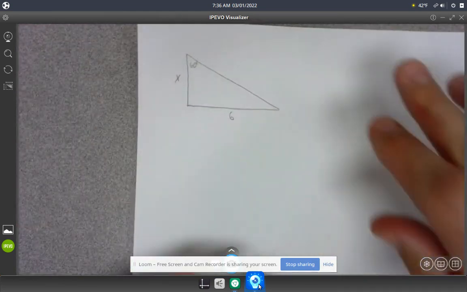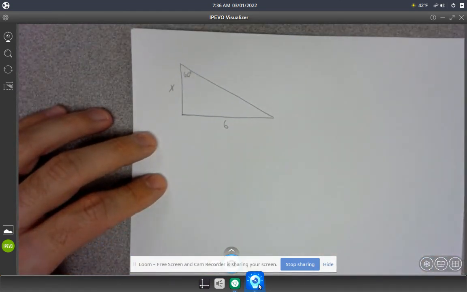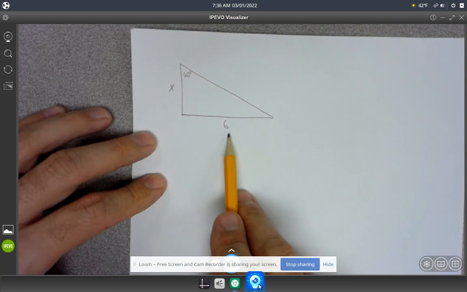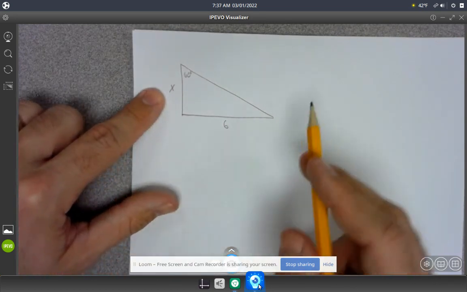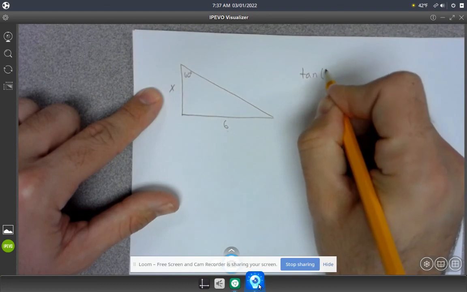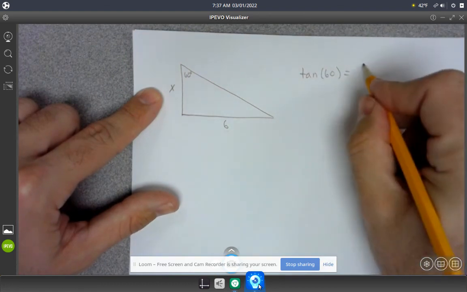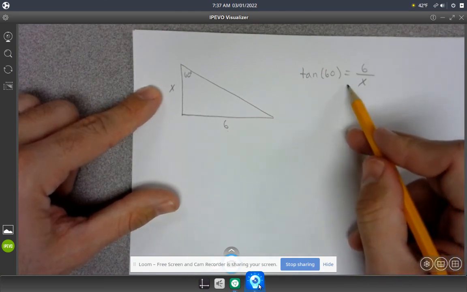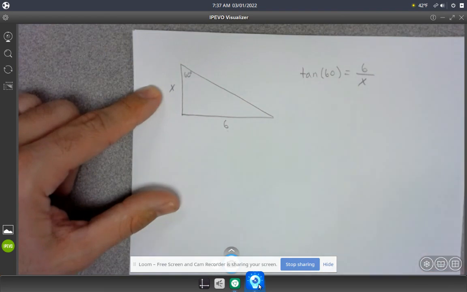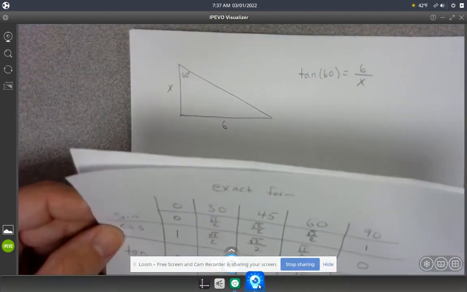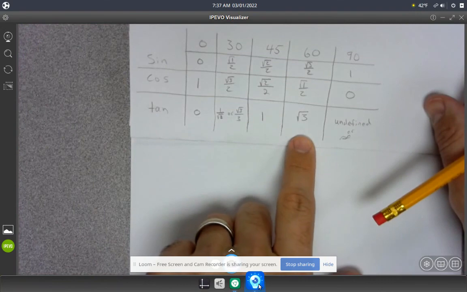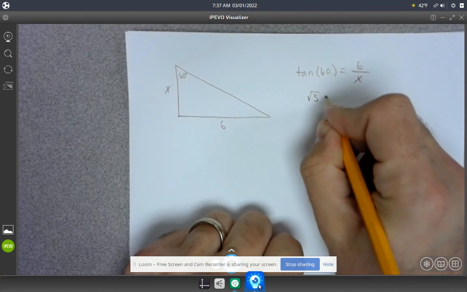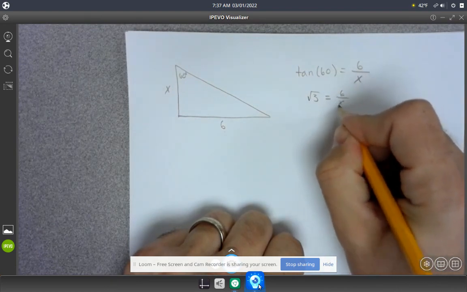All right, we'll do one more. This one, we're going to solve for this leg. So if I have the opposite and I'm solving for the adjacent, I need to use tangent for that. So I'm going to say tangent of 60 degrees is 6 over x. And I could multiply through by x and then divide by tan of 60. I'm going to do this in exact form. What's tangent of 60? Tangent of 60 is root 3. Root 3 is equal to 6 over x.